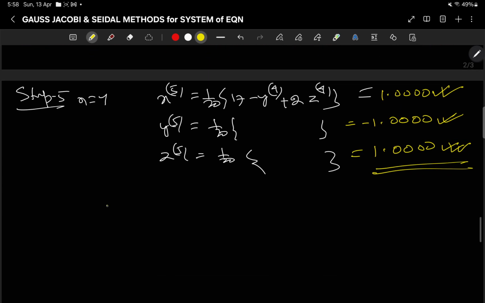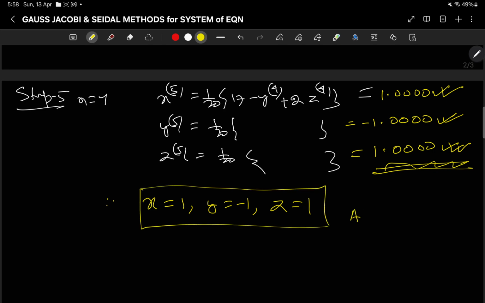So therefore here x is equal to 1, y is equal to minus 1, z is equal to 1. We may round it up also. So this is my desired answer. Now if we perform this by your Seidal method, then the number of steps will be reduced. Maybe in third step we get the result here.